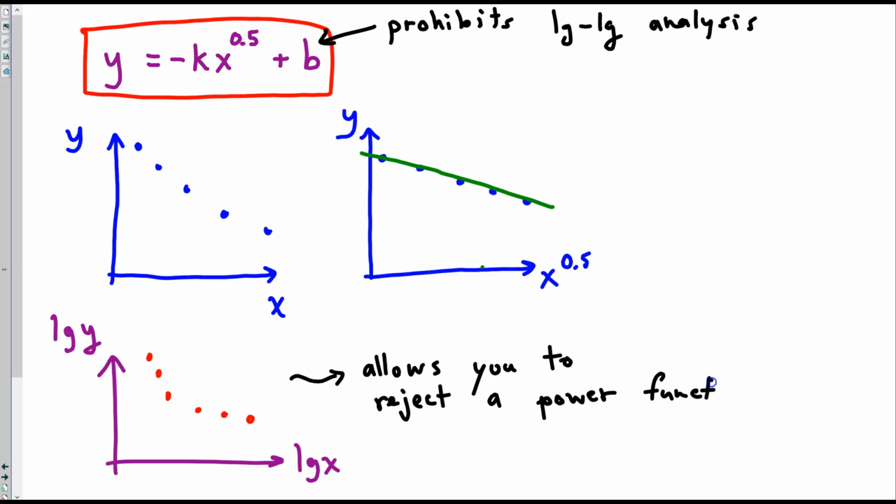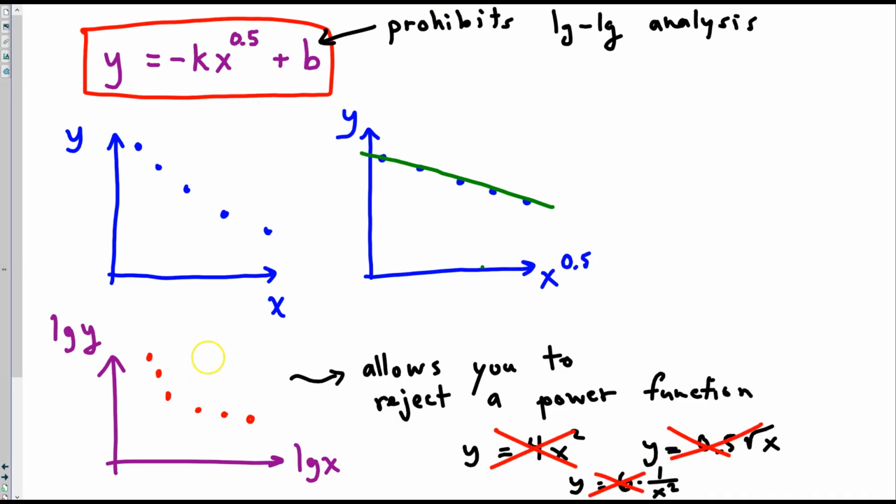What's a power function? It's a straightforward function with something like y equals 4x squared, or y equals 0.5 square root of x, or even if we raise x to a negative power, it could be y equals 6 times 1 over x, or 1 over x to the 2, x to the negative 2 in other words. So all of those are power functions, and you don't have any of them if you find that your log-log graph isn't straight.